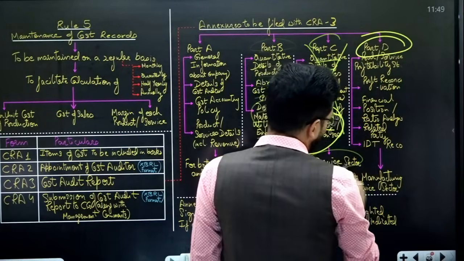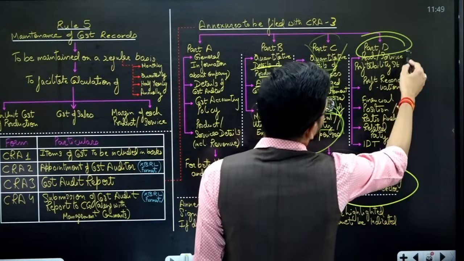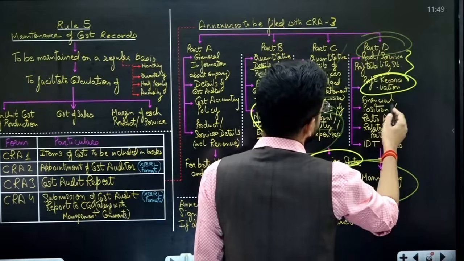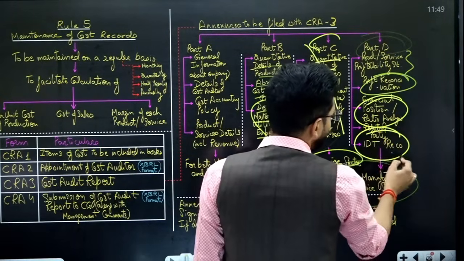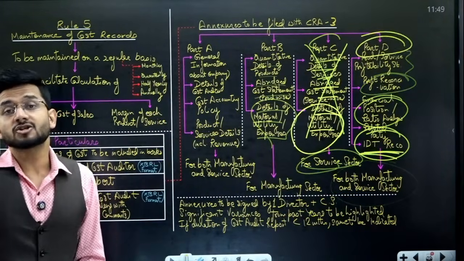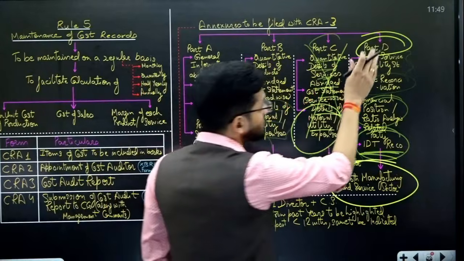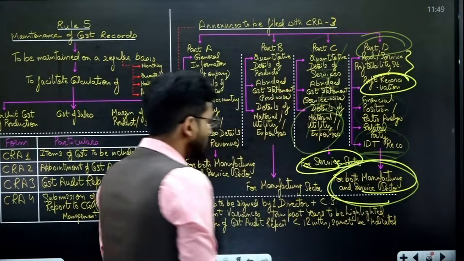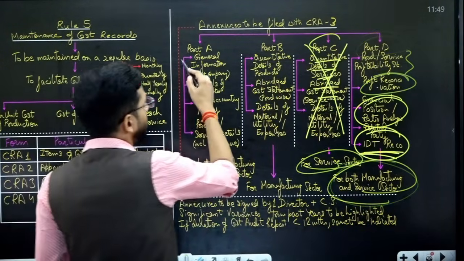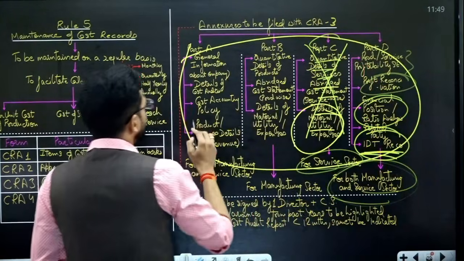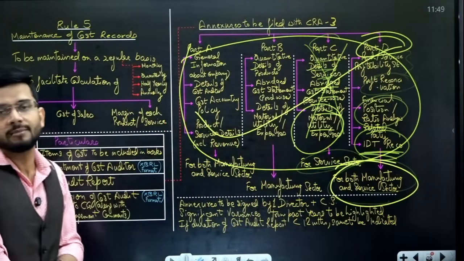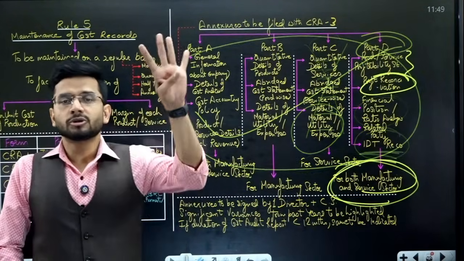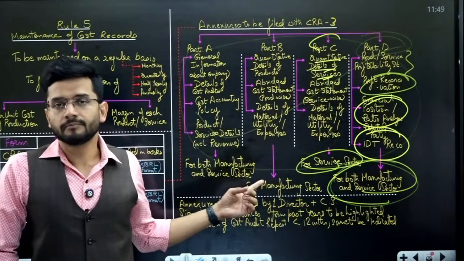Then finally Part D. Part D is common for manufacturing and service, where your profitability, reconciliation analysis, financial position ratio analysis, IDT RECO, your GST reconciliation also comes in Part D. So Part D is applicable for both manufacturing and service sector. And yes, you have to remember these contents, guys. You have to remember these contents because in the examination, the examiner might ask, please tell us 4 things that are to be disclosed in Part B.